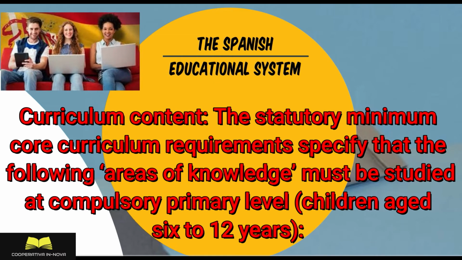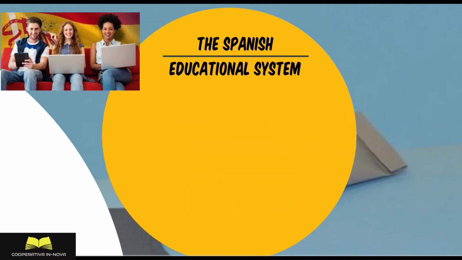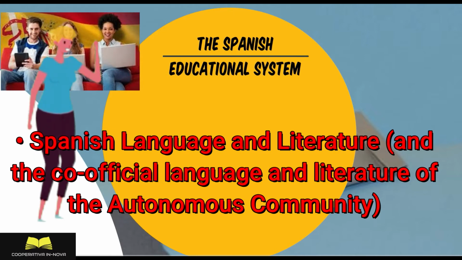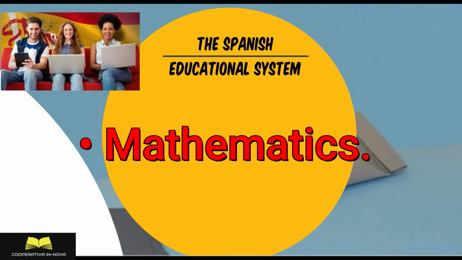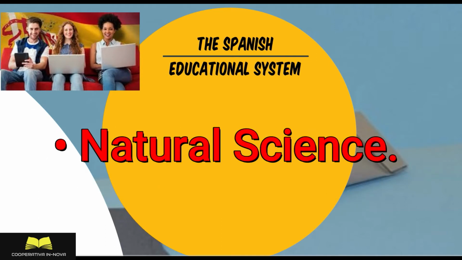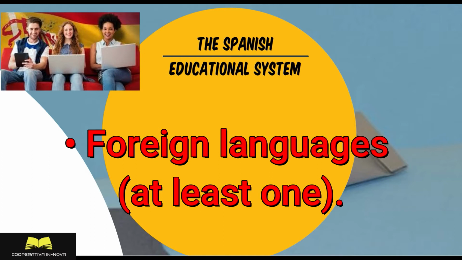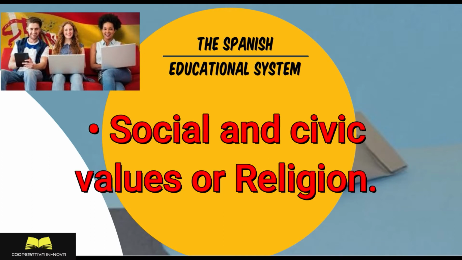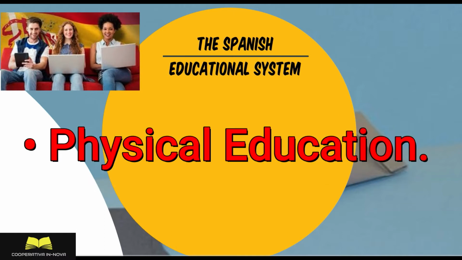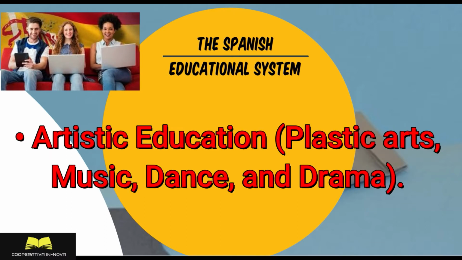Curriculum content. The statutory minimum core curriculum requirements specify that the following areas of knowledge must be studied at compulsory primary level, children aged 6 to 12 years. Spanish language and literature, and the co-official language and literature of the autonomous community. Mathematics. Natural science. Social science. Foreign languages, at least one. Social and civic values or religion. Physical education. Artistic education: plastic arts, music, dance, and drama.